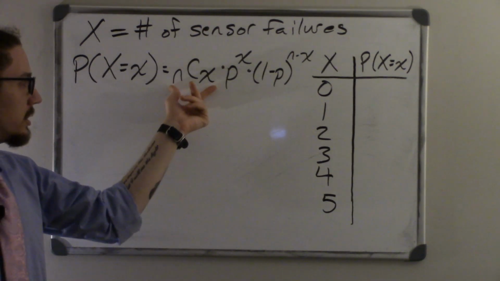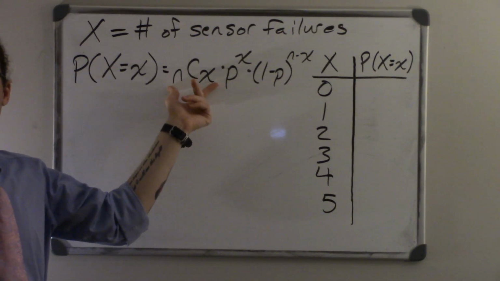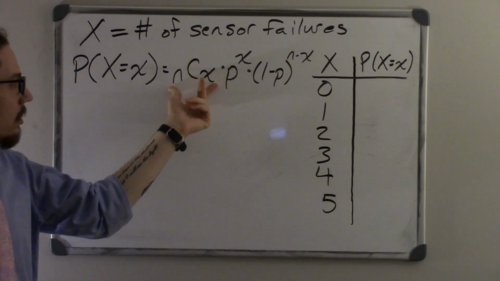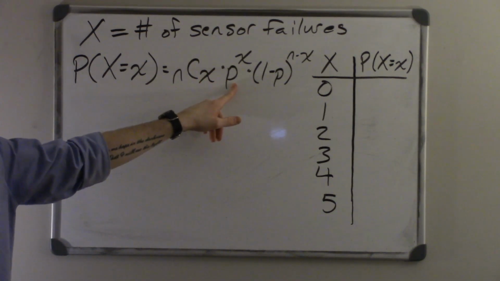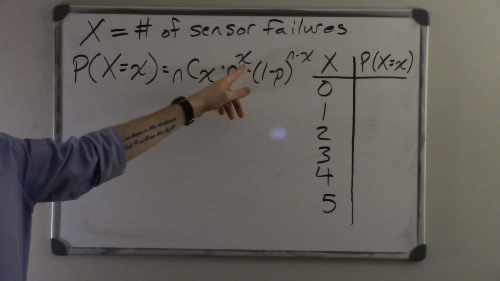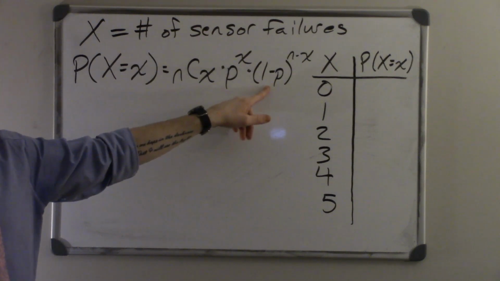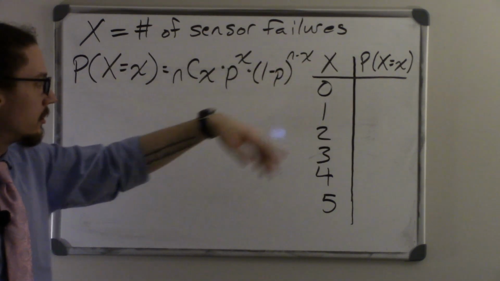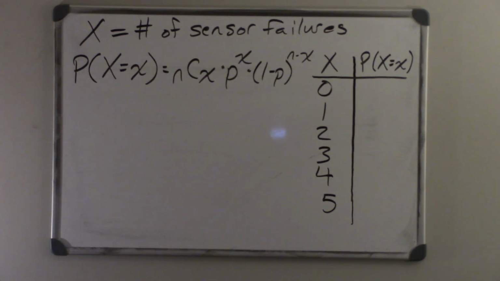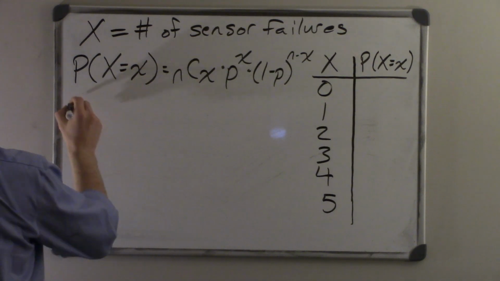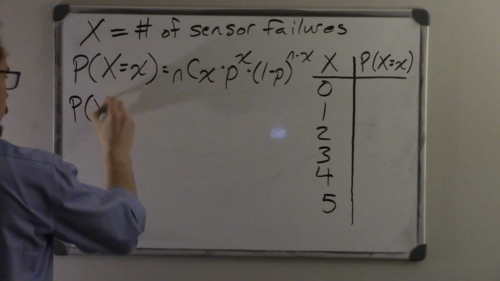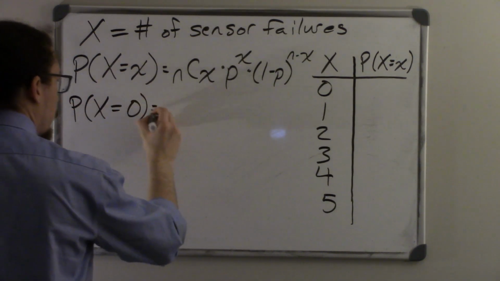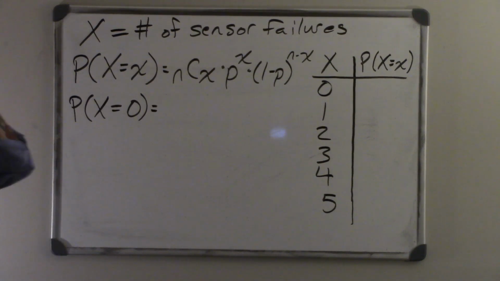Once again, this is simply saying how many ways can this occur. Here we have the probability of a success raised to the number of successes, times the probability of a failure raised to the number of failures. So let's go ahead and actually do one of these. We're going to do just the first one. Let's say probability x equals 0.